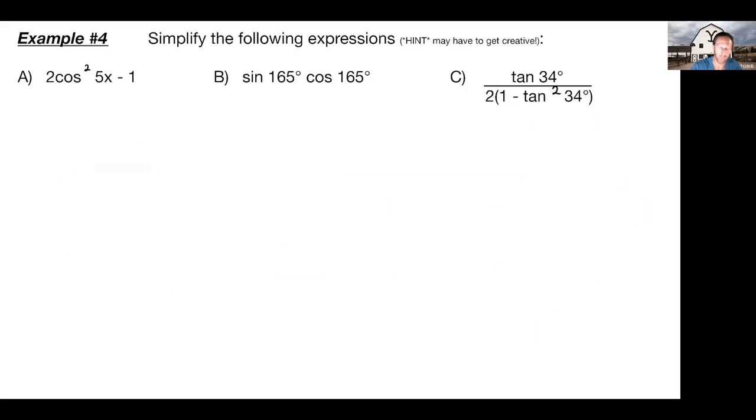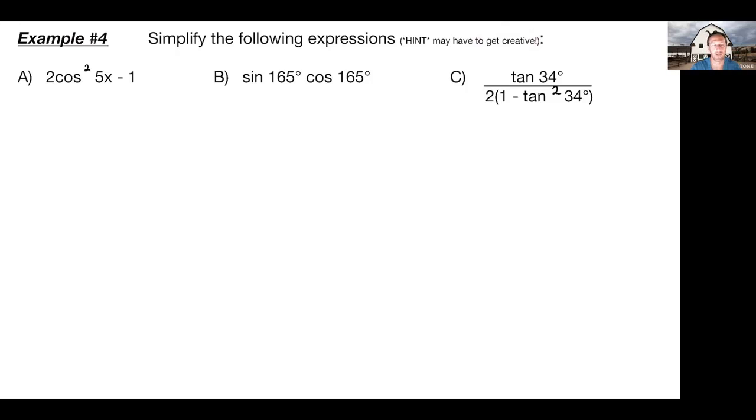So here is our fourth and final example for this section of double angles, and they want us to simplify the expressions, but they may not give us exactly what we need or want. They may look very similar, but they may not be exactly what we want. So we may have to get creative. So do me a favor on this one, please.